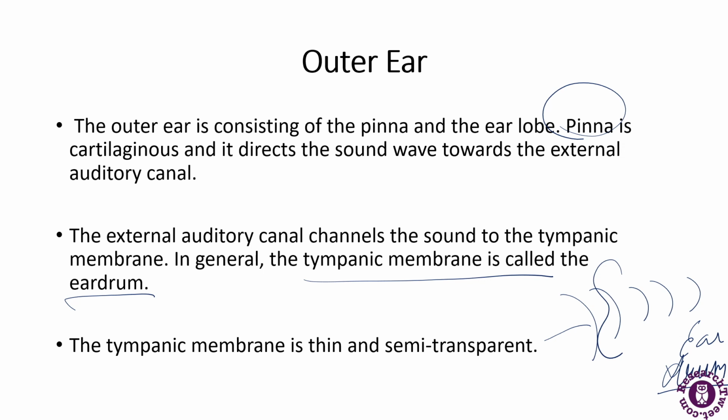The tympanic membrane is thin and semi-transparent, and it is made up of connective tissue. Skin covers the outer portion, and from the inside it is covered by the mucous membrane. Now, the pinna receives the sounds in the form of vibration, as we have discussed in the previous slide as well. So the sound wave reaches and vibrates the eardrum through the external auditory canal.